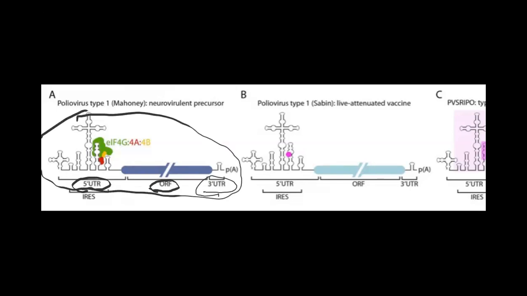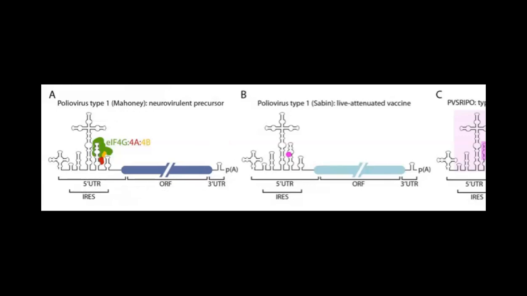Now, this region that's really important, and I'm going to go into detail, is what is called the IRES. This helps with the recruitment of the ribosomes to be able to translate the messenger RNA into protein. And the coded region is this, the open reading frame.